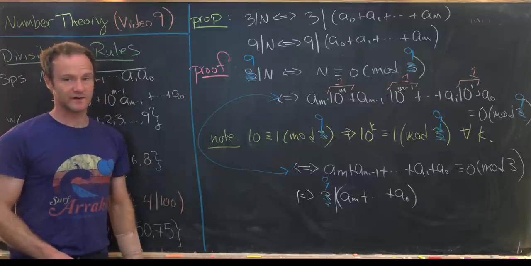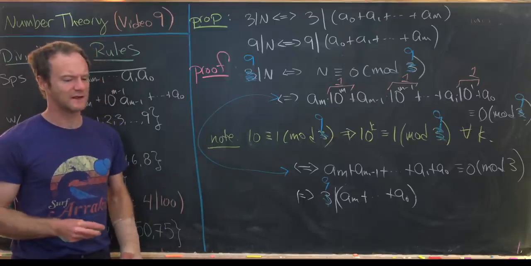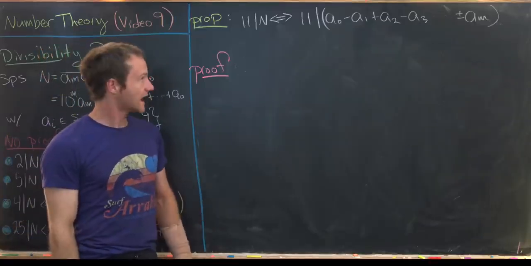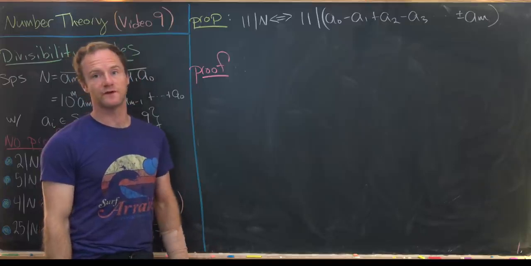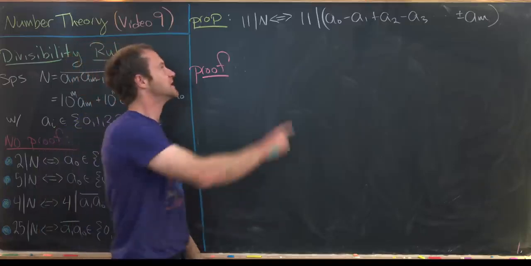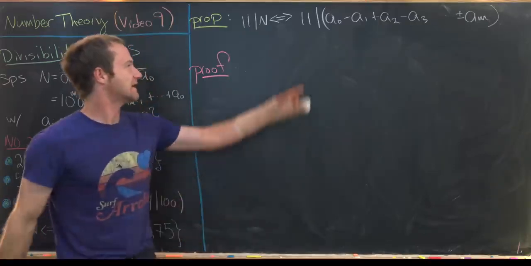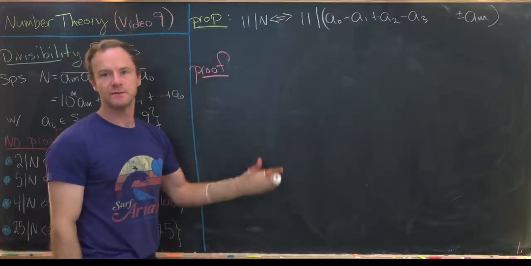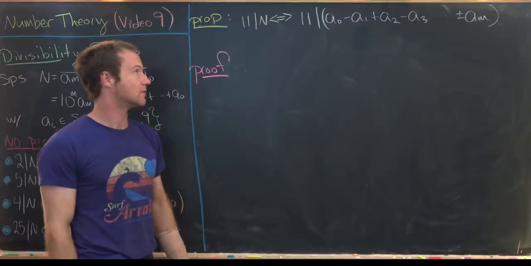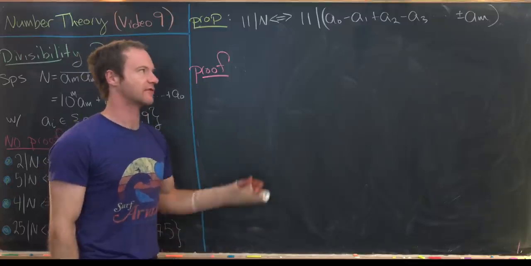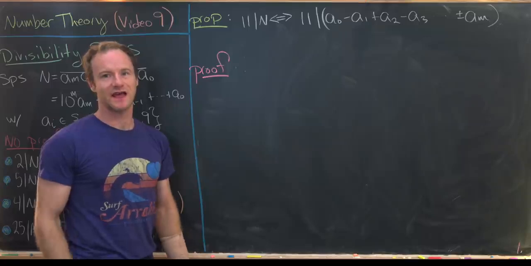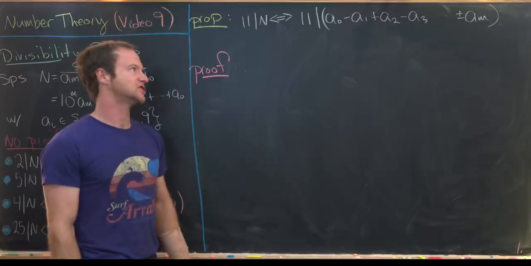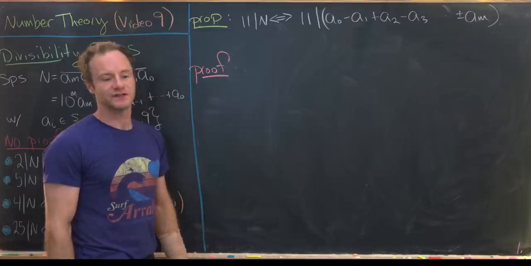Okay, so let's maybe get rid of this and we'll prove a couple more and then maybe state the rest and leave them for warm-up. So our next rule is a divisibility rule for divisibility by 11. So we've got 11 divides n if and only if 11 divides the alternating sum of the digits. So I've written that as a0 minus a1 plus a2 minus a3 all the way up plus or minus am, really depending on the parity of m. Do we have an even number of digits or an odd number of digits?